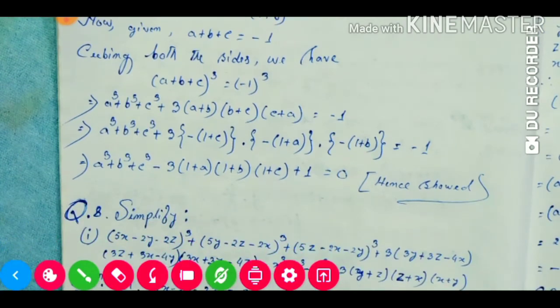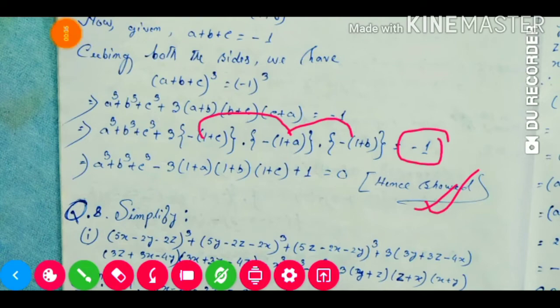Now here you will see how many minus are there in these 3: 1, 2, 3 minus are there. That means it will be minus minus plus, plus minus minus. So minus 3 into (1 plus a)(1 plus b)(1 plus c), and this minus 1 is on the right hand side, so we will shift this one to the left hand side, so it will be positive, plus 1 is equal to 0. Hence showed.